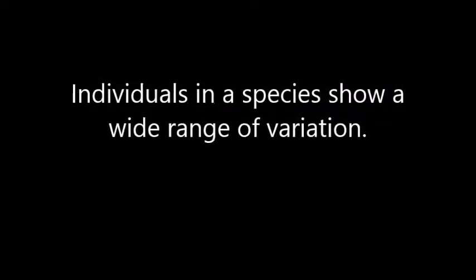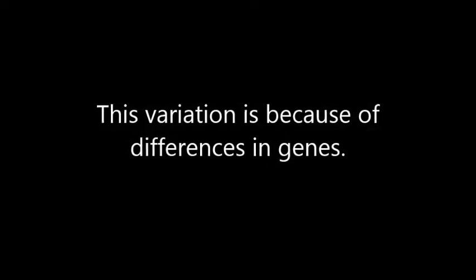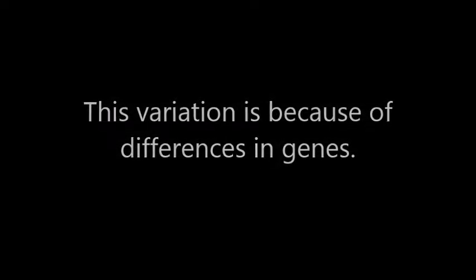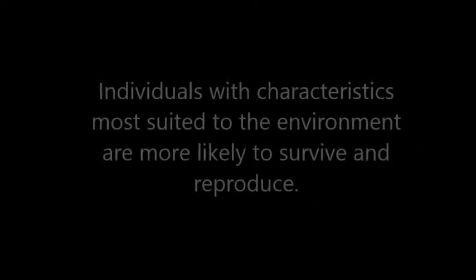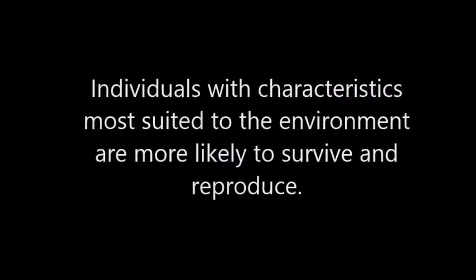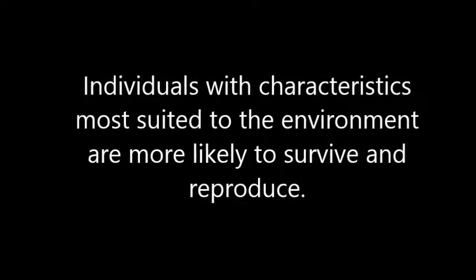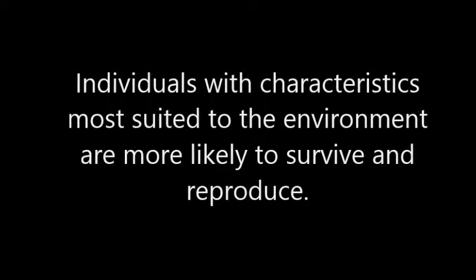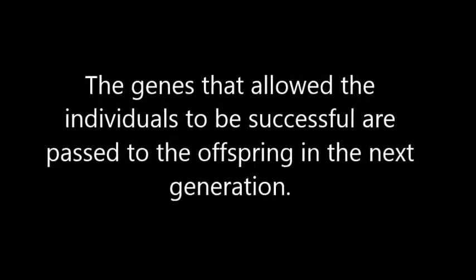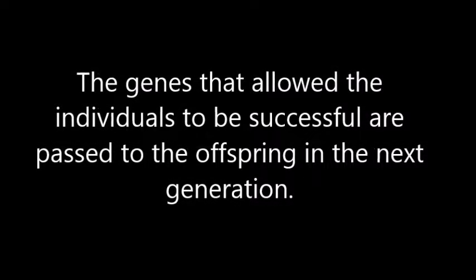Individuals in species show a wide range of variation. This variation is because of differences in genes. Individuals with characteristics most suited to the environment are more likely to survive and reproduce. The genes that allow the individuals to be successful are passed to the offspring in the next generation.